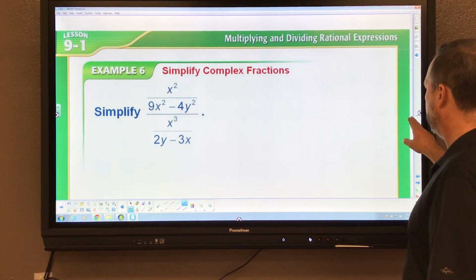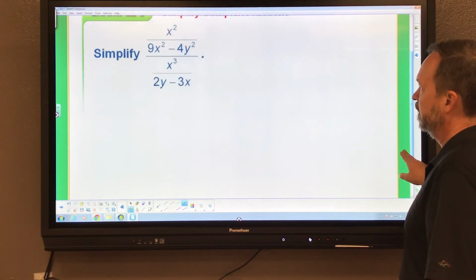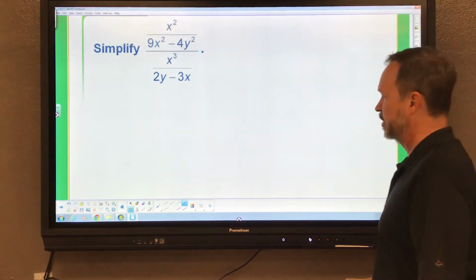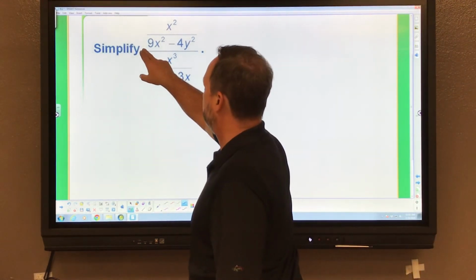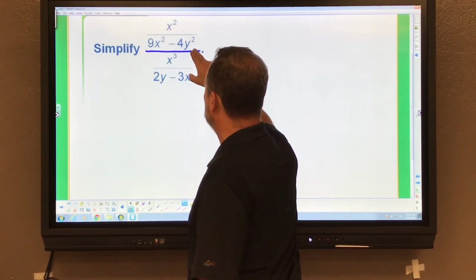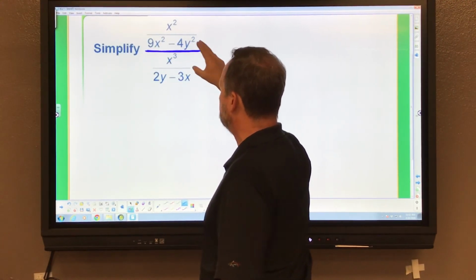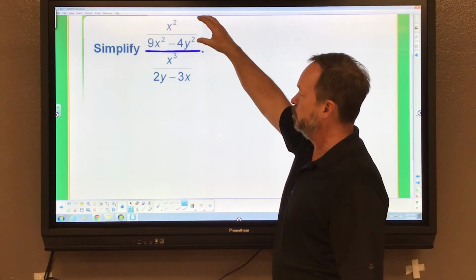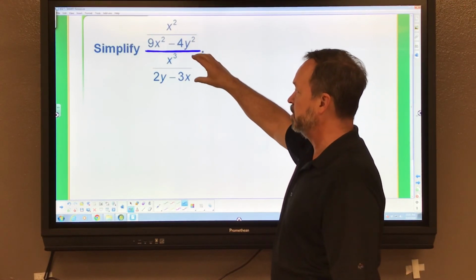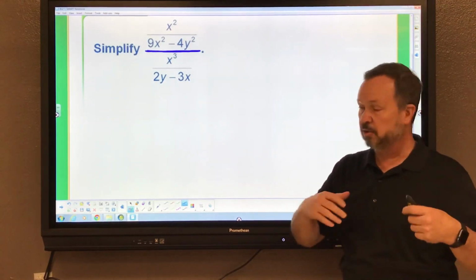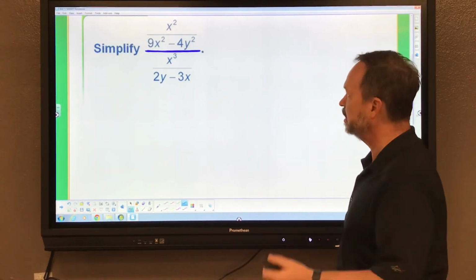And this is the last problem we're going to do, I believe. This is a complex fraction. It's a fraction whose parts are fractions. So I'm going to put this big fraction bar here just to exaggerate what was already there, so that we can see it's a fraction that has a numerator that's a fraction and a denominator that's a fraction. I've had students say there's no way we can do this. No, there is a way we can do this.